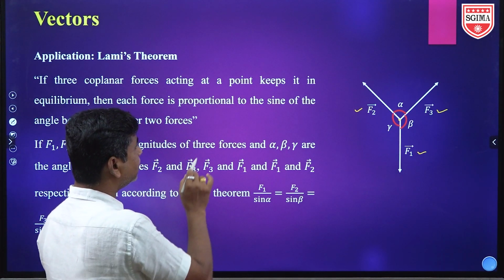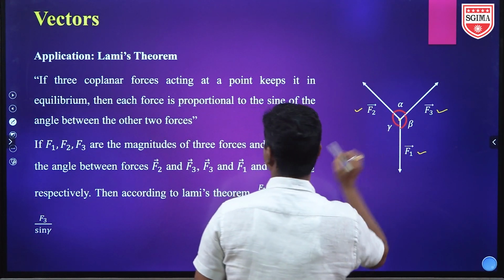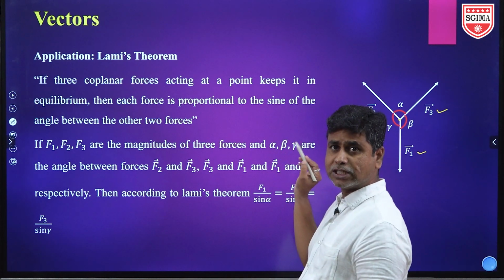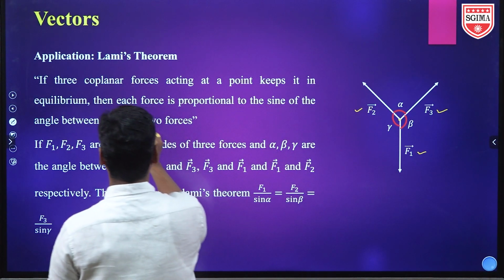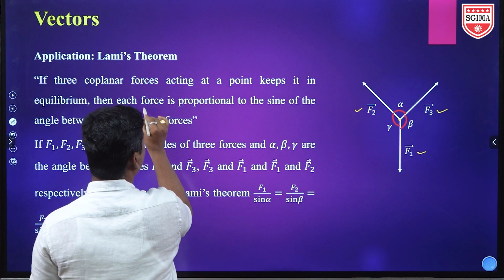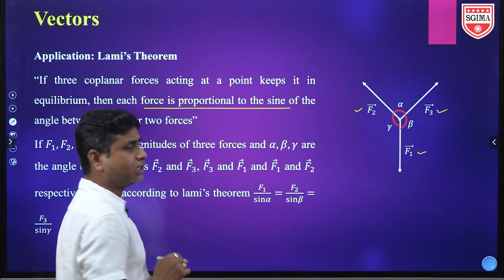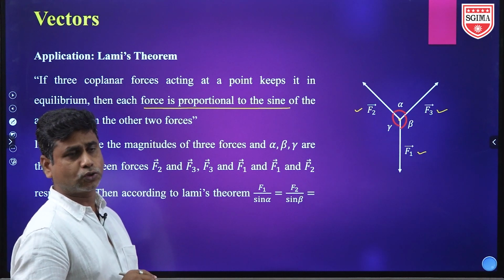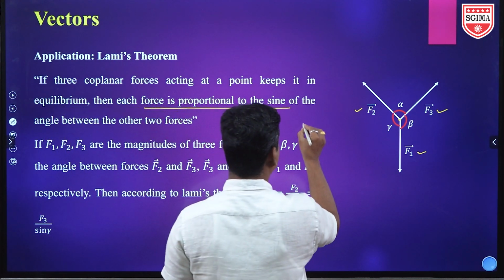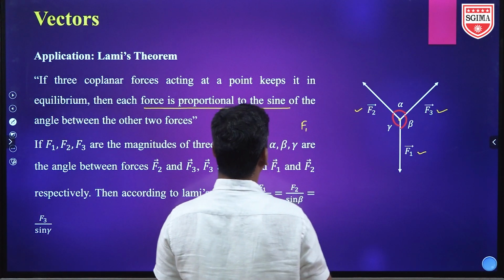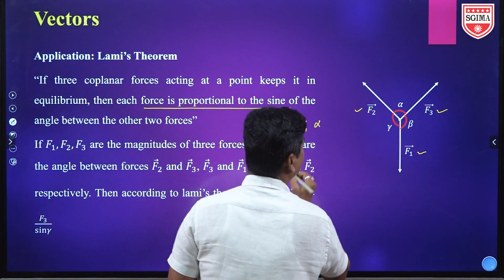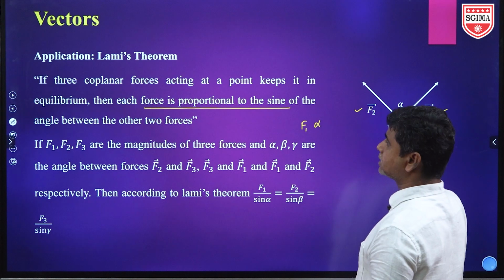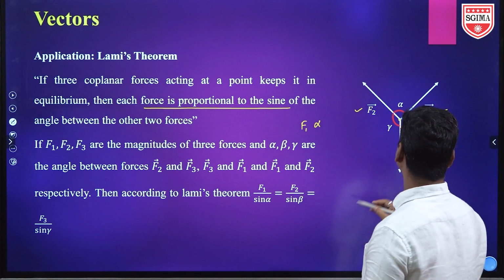A point is kept in equilibrium. When this point is at equilibrium, then only this condition is applicable. What is the condition? Each force is proportional to the sine of the angle between the other two forces. Any one force can be taken, for example F1.